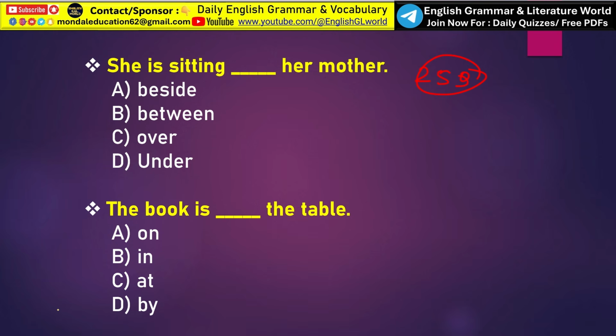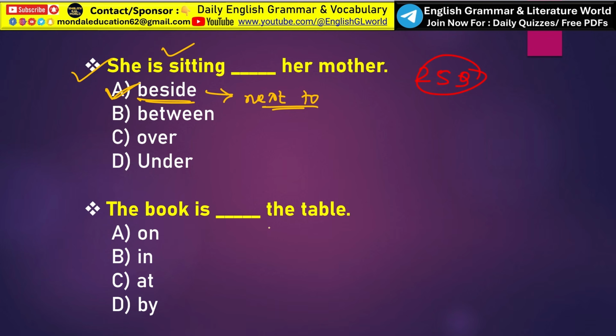So let's begin today's class. Look at the first one. She is sitting dash her mother. So the correct answer is option A, that is beside. Actually, beside means next to, or by the side of. So in this sentence the girl is sitting next to her mother, therefore beside is the correct preposition.